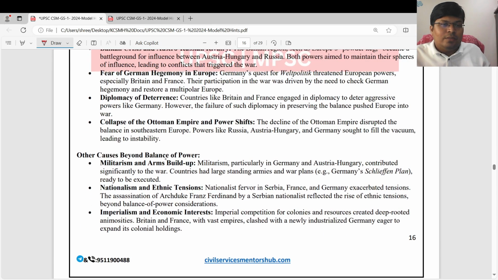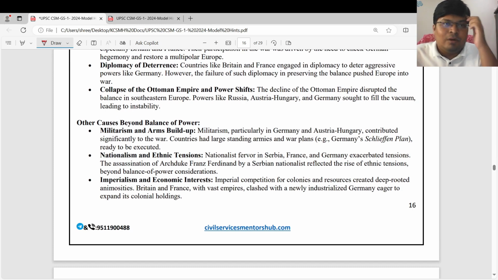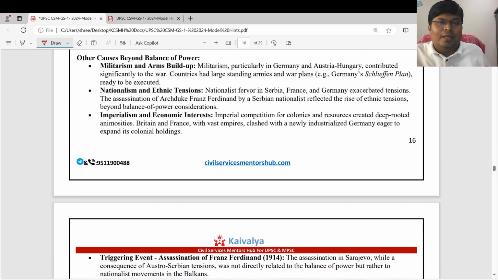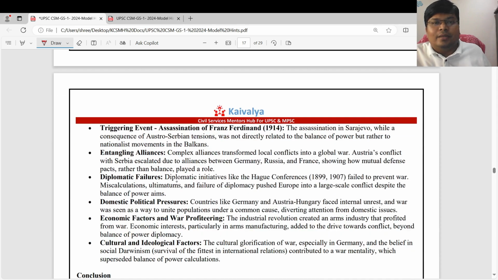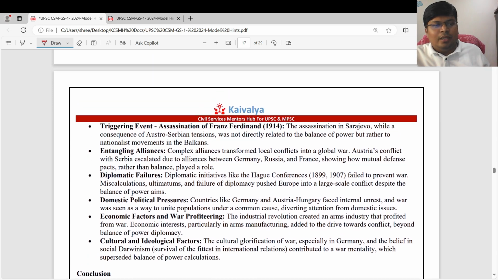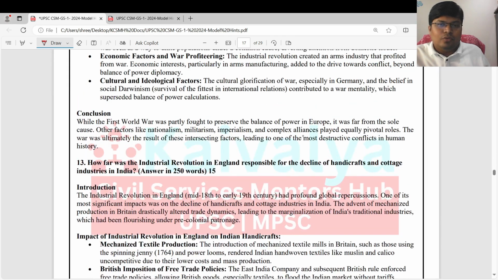Then other causes beyond balance of power, because the balance of power was not the only reason behind the First World War. There were many other reasons. So I have just concluded over here. Means for example, nationalism, industrialization, then self-interest, so imperialism and economic interest, then the immediate reason, the assassination of Archduke Franz Ferdinand, then domestic political pressure, cultural and ideological factors. All these things are mentioned over here. And then afterward you are supposed to conclude it.